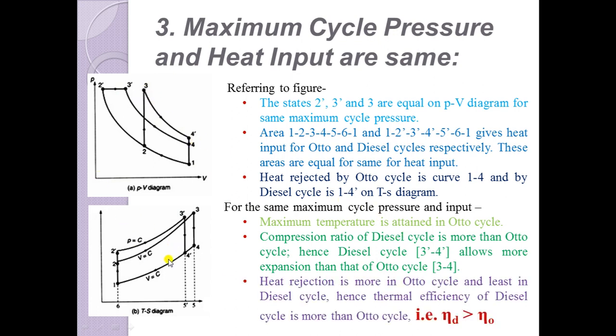So heat rejection is more in the Otto cycle because the area 6, 1, 4, 5 is more than the area 6, 1, 4 dash, 5 dash. So when you measure this area, the area of heat rejection for the Otto cycle is more than the diesel cycle, hence thermal efficiency of the diesel cycle is more than the Otto cycle.